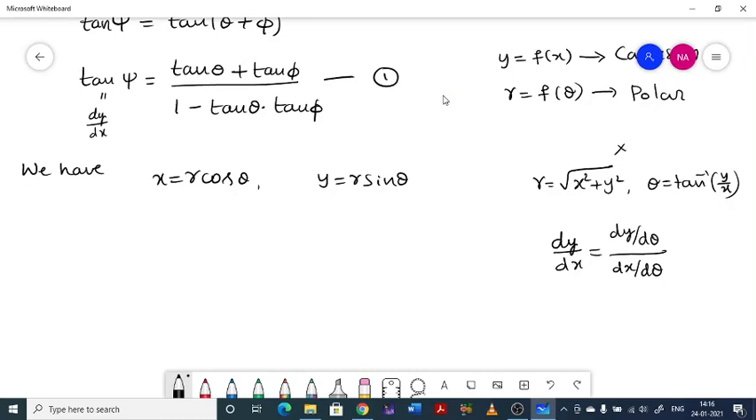Differentiating this expression with respect to theta, because we have r equal to f of theta, that means r is a function of theta. So I can differentiate both sides with respect to theta to get dx by d theta equal to r into derivative of cos theta, that you get minus sin theta, plus cos theta into derivative of r with respect to theta, that is dr by d theta.